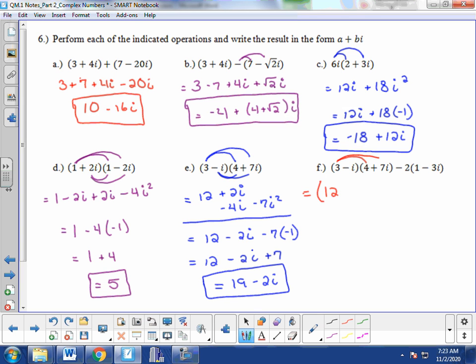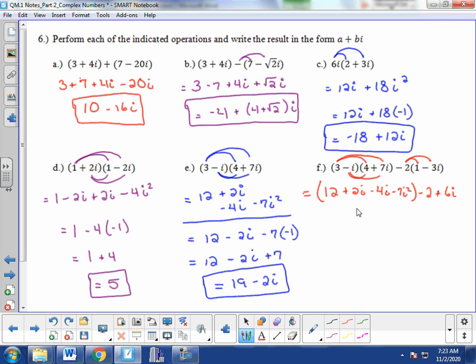And then I'm going to take 3 times 7i. This is positive 21i. And then I'm going to take negative i times 4. That's negative 4i. And then I'm going to take negative i times 7i. So that's negative 7i squared. Now over here, I'm going to distribute my negative 2. Or I can just distribute the 2. Let's go ahead and just distribute it as a negative 2. So that would give me negative 2, negative 2 times i, and positive 6i.